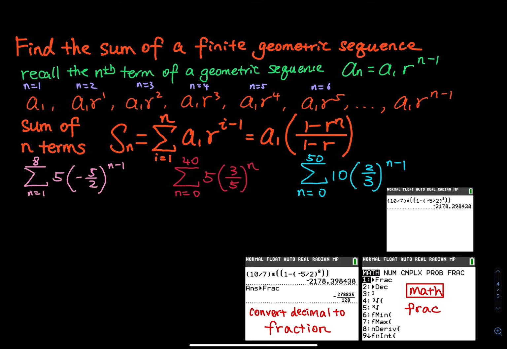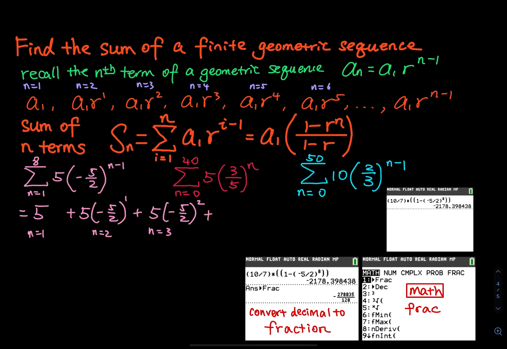When n is equal to 1, what do we get? When n is equal to 1, we have a 0 power, so we have a 5 only. And then when n is equal to 2, we have negative 5 over 2. 2 minus 1 is 1. So this is n equals 1, n equals 2. The power is always 1 less than n. When n is equal to 3, we have a 5, negative 5 over 2. 1 less than that is 2. And then we can go all the way to the 8th term, right?